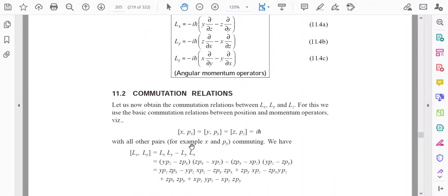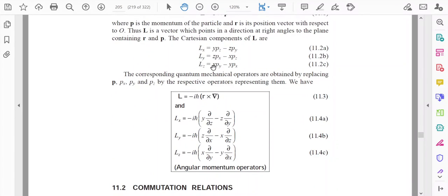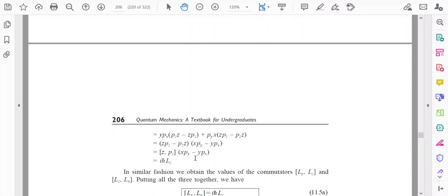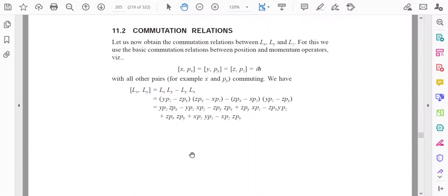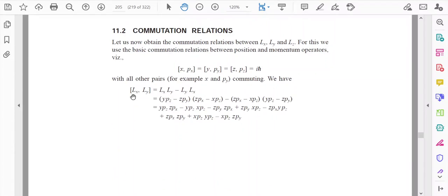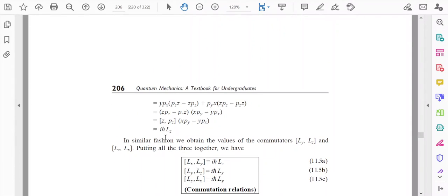Why? Because you see the relation here, that is Lz is equal to x py minus y px. So you see that x py minus y px, we are writing as Lz, and z comma pz. What is z comma pz? You see here [z, pz] is equal to i ħ. So ultimately this term will give you i ħ Lz, because i ħ comes from this relation for [z, pz], and x py minus y px will give you Lz. So ultimately what we are showing here is that the commutation relation between Lx and Ly will give you i ħ Lz.